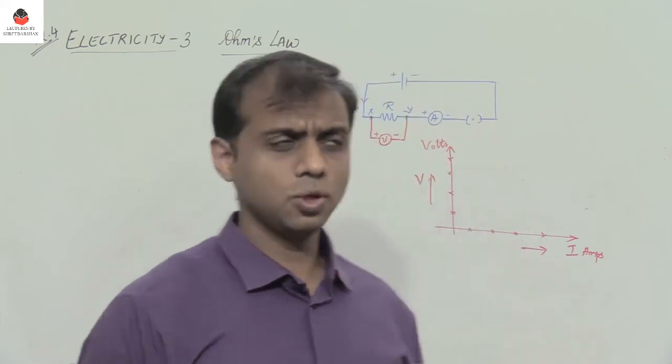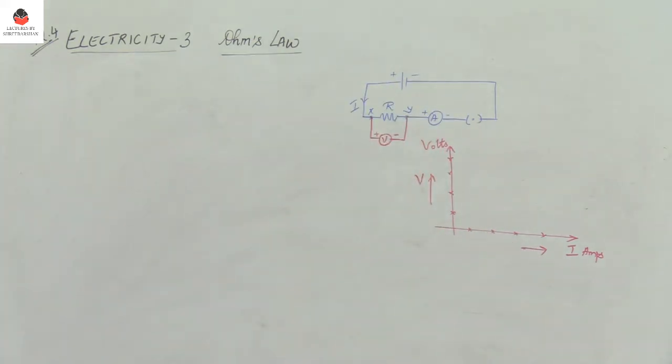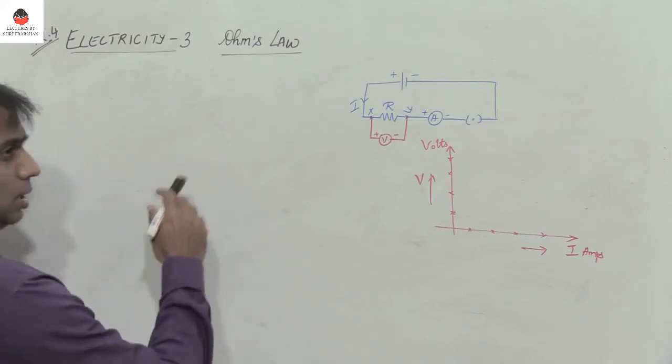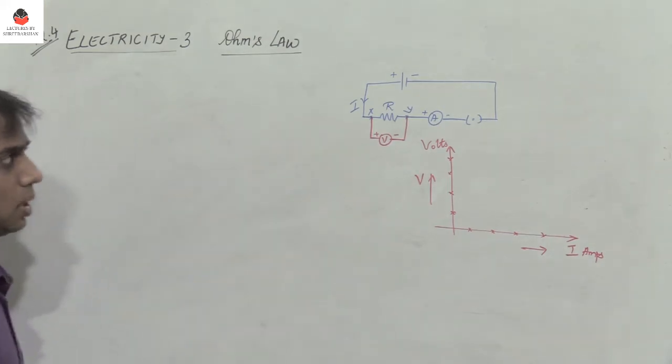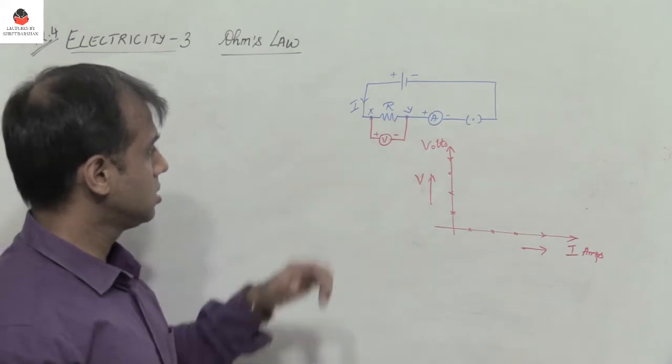Now what is Ohm's law? So Ohm happens to be a German scientist, a physicist. In 1827, he observed an important relation between current and voltage. Now let us consider this circuit.